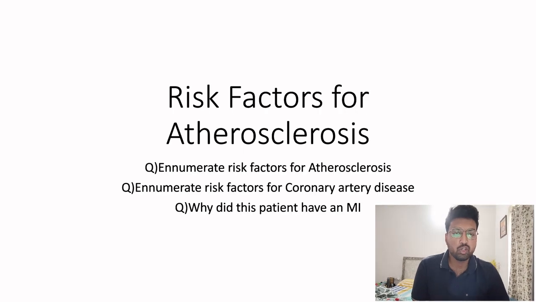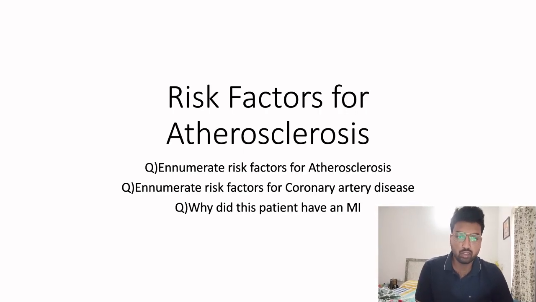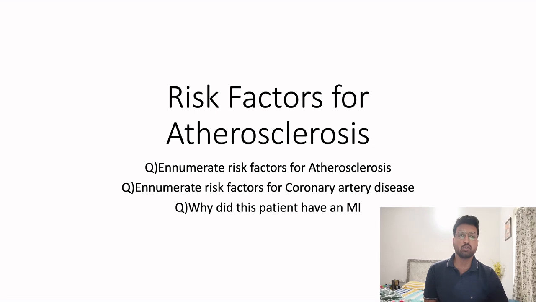So today I will be talking about risk factors for atherosclerosis. If you are a second prof student, the question that you will most likely be getting in your pathology exam will be: enumerate risk factors for atherosclerosis. When you reach your final prof, the question will change to: enumerate the risk factors for coronary artery disease. And when you enter your post graduation, during your rounds, if there is a patient of MI, your professor will ask you why did this patient have an MI. So then you have to tell about risk factors for MI.